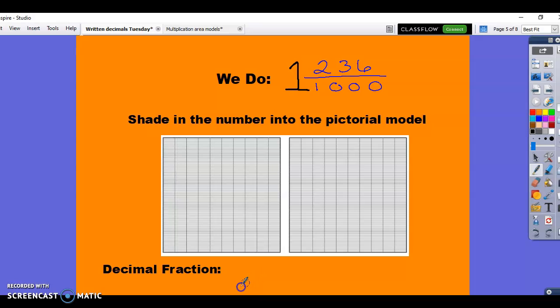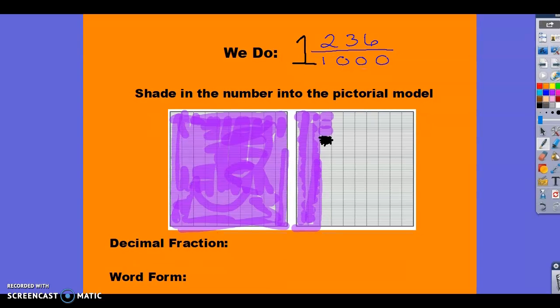Okay, so you should have a whole as your one whole, and then you have 2 tenths, 1, 2, 3/100, 1, 2, 3, and 6 thousandths. So do the best you can in trying to represent your 6 thousandths.